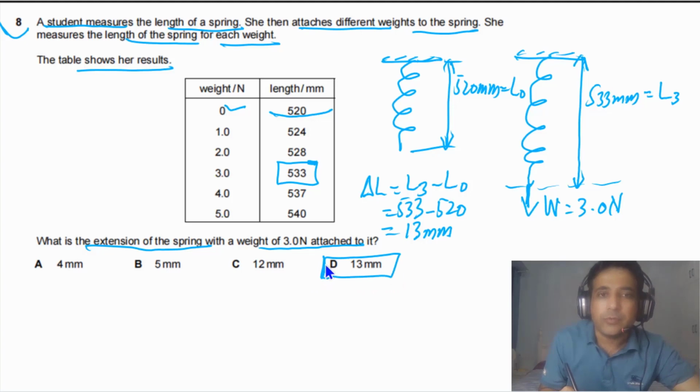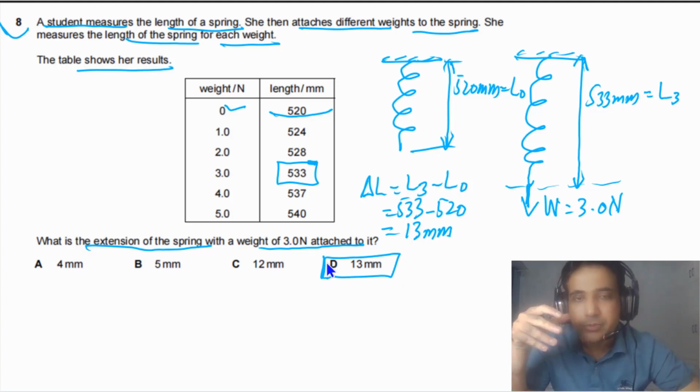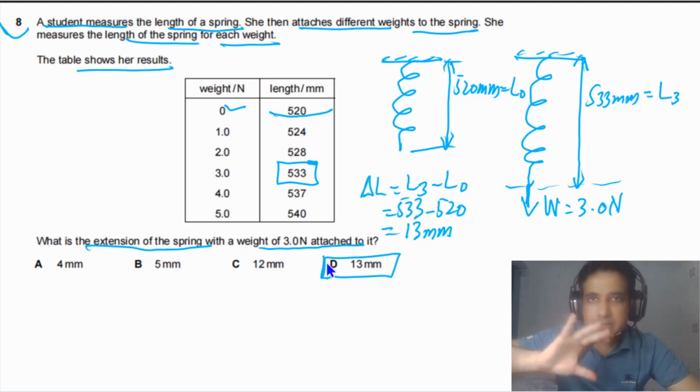So this is how you can figure out. The best way to answer this kind of problem is a sketch. So you can see the clear picture of what is happening, and then you can figure out the answer.